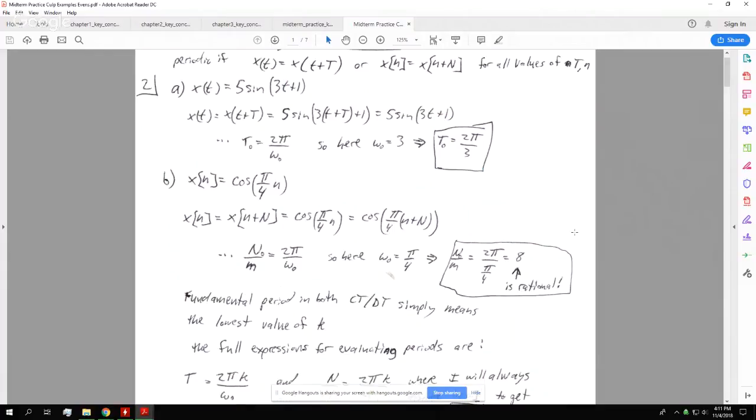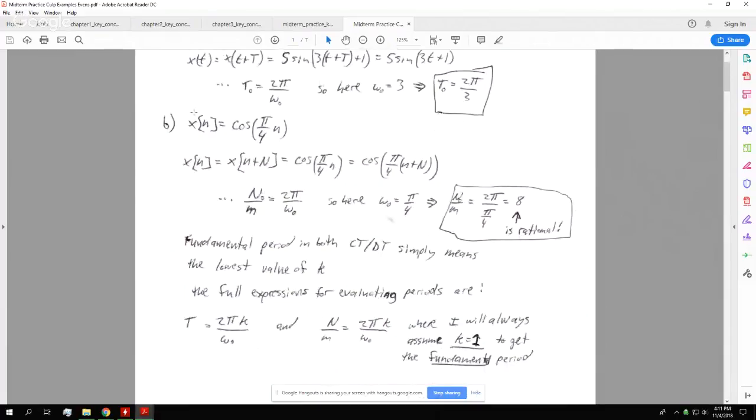So let's do that again with a discrete time signal. We have x of n equals cosine of pi over 4 times n. Using the formal definition, we're just going to apply that shift to the n value, and it should spit out the same result if you plugged it into a calculator. And it does, because we know this is a cosine, another periodic function.